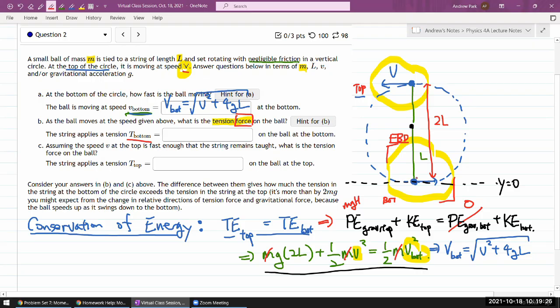So when this mass is at the bottom here, there will be gravity pulling it down, mg, and there should be tension force pulling it up, T bottom. And here's an important question to make sure that you address in your head, which is, what is the acceleration of this ball at this point?